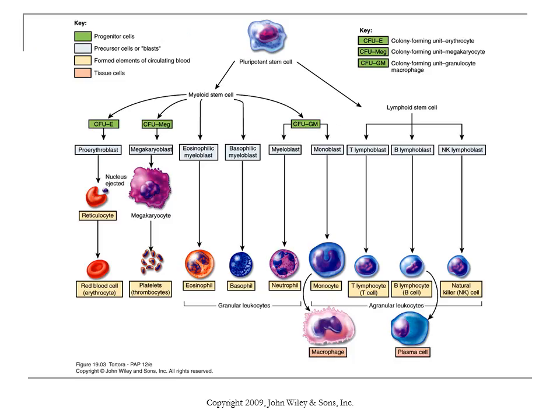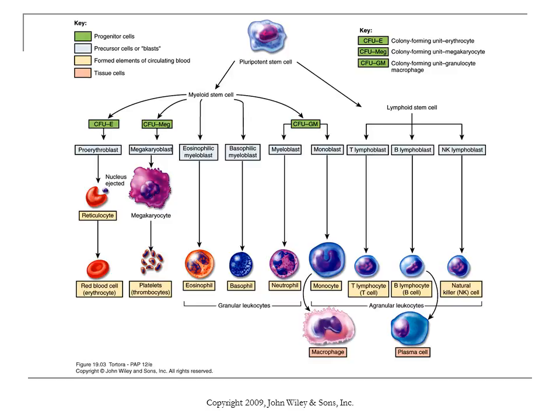So this is a diagram showing us the formation of the blood cells in general. As we said, they all originate from the bone marrow, and the cells in the bone marrow that help in the formation of blood cells are called the pluripotent stem cells.